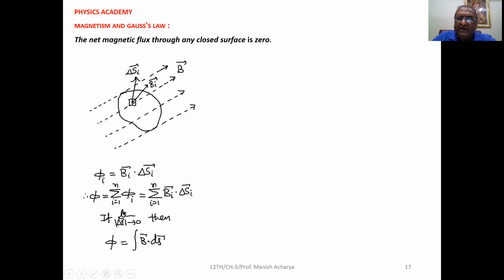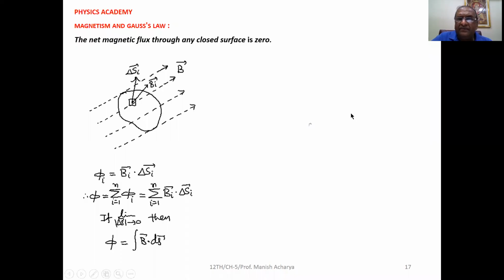Now here if we take limit delta S tends to 0, then the summation can be represented with the help of integration. So we can say the net flux passing through the given closed surface, that is given by integration B dot ds. Clear up to this? Now as per Gauss's law, the net magnetic flux through any closed surface, that is 0. So we can say this net flux integration B dot ds over the given closed surface, that is equal to 0. So this is the Gauss's law for magnetism.